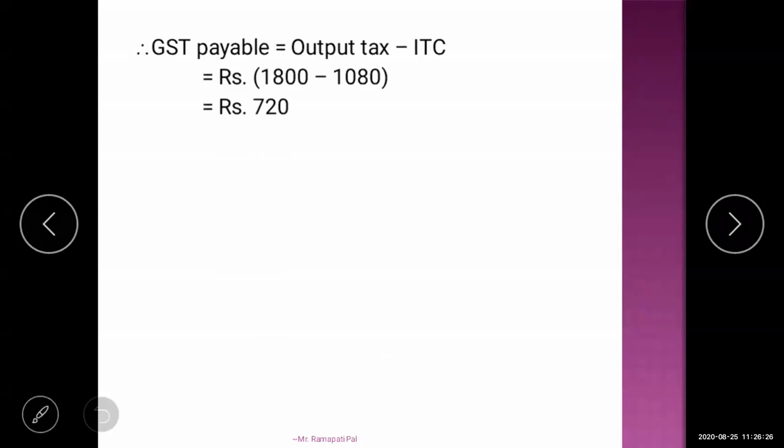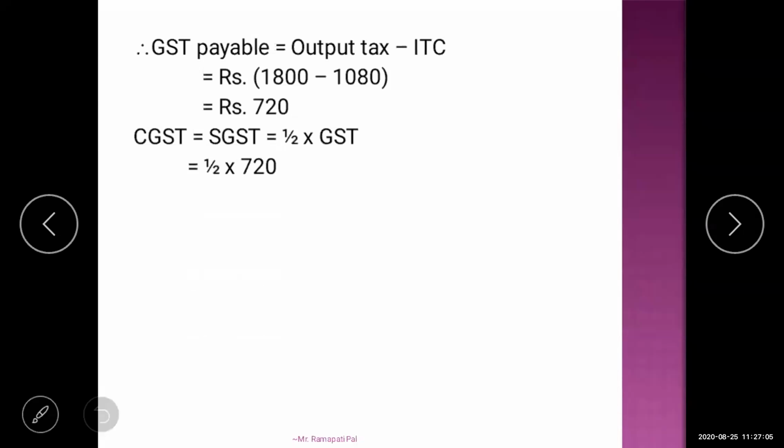CGST is equal to SGST, which is equal to half of GST. So find half of GST: 720 upon 2. We know the GST, so divide it by 2. What do you get? You get rupees 360. Correct, as many students are writing. Very good students.